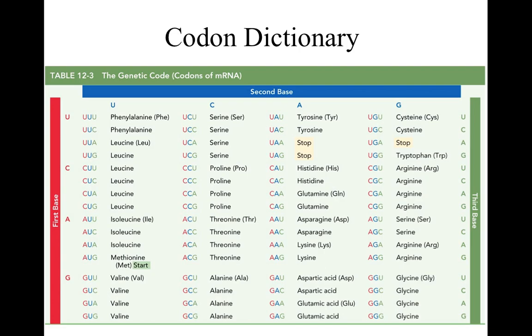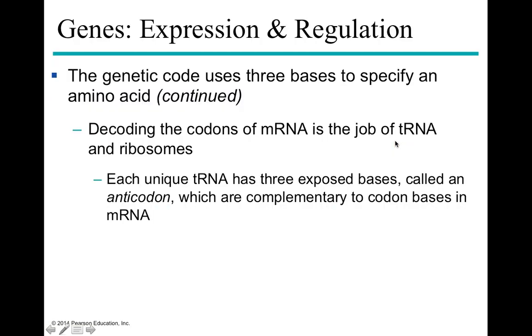that it will code for, right? And again, we have 3 different stop codons, UAA, UAG, and UGA. All right, so how do we decode what's going on with the codons and which amino acid gets put where, right? And that's basically the job of tRNA and ribosomes.